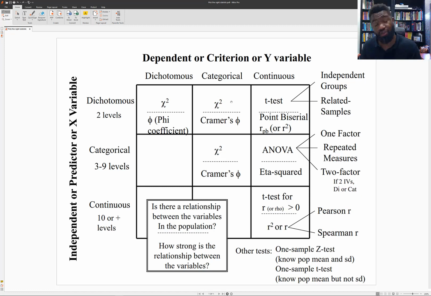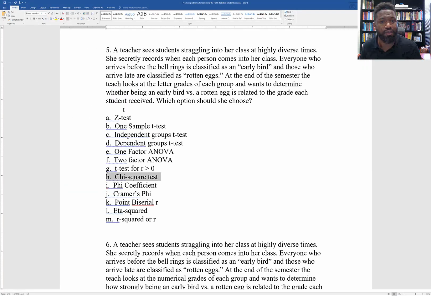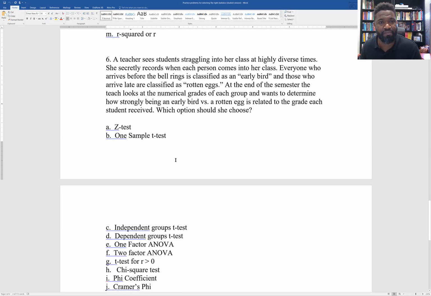Now, if I said I wanted to know how strong that relationship was, right? Instead of just wanting to know is there a relationship, then you would have done Cramer's phi, which is what we learned, or Cramer's V was what we called it when we did it in class. So that's fairly straightforward as well. Let's do the last one, and you guys sort of get the point at this point, hopefully.